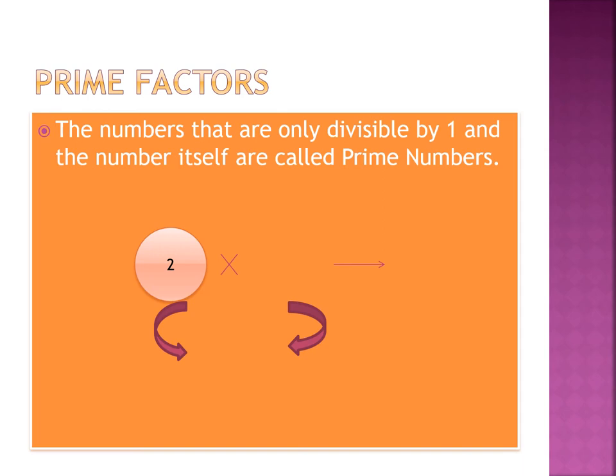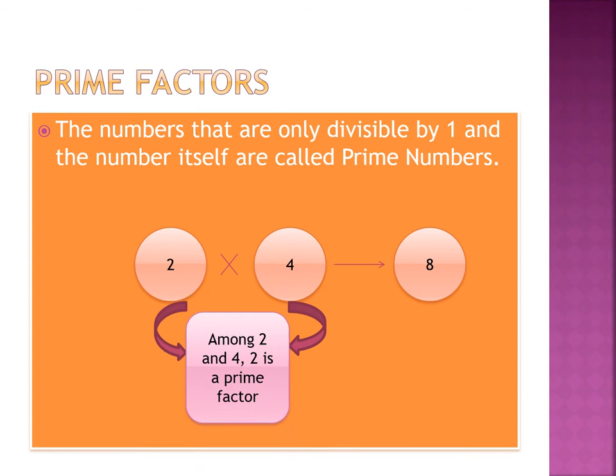Let's take an example. It's number 2 and I am multiplying 2 with 4. 2 multiplied by 4 is equal to 8. Here I am mentioning only 2 factors of 8: 2 and 4 are factors of 8. Among 2 and 4, 2 is a prime number. Recall your tables again. The number 2 only comes in the table of 2 and 1, so it is a prime factor, because it appears only in the table of itself and 1.